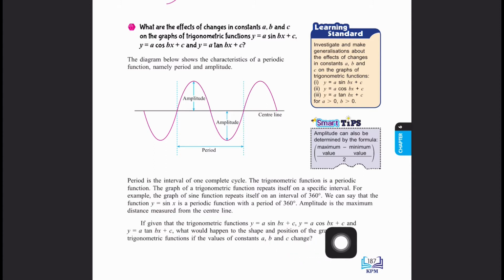Next, given the Trigo functions y equals a sin bx plus c, y equals a cos bx plus c, and y equals a tangent bx plus c, what would happen to the shape and position of the graph of the Trigo function if these values change? Sekarang tadi kita dah belajar general dia y equals sin x, y equals cos x, tangent x. Sekarang apa jadi kalau kita ada general form macam ni, y equals a sin bx plus c? Apa jadi kalau nilai ABC tu berubah? Adakah dia makin tinggi? Adakah dia makin lebar? Adakah dia semakin kurus, gemuk? Okay, kita tengok.